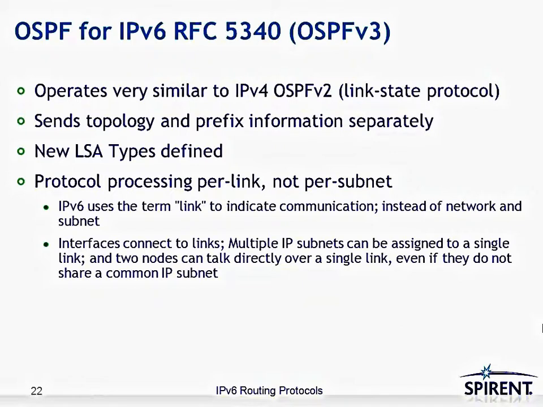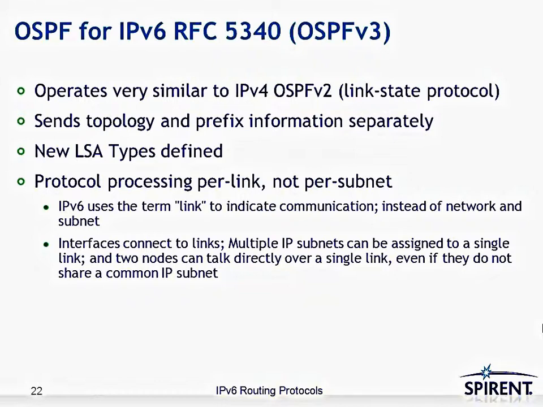Next, we'll discuss OSPF for IP version 6, which is defined by RFC 5340 and also referred to as OSPF version 3, as opposed to OSPF version 2, which was used for IPv4. OSPF version 3 operates very similar to OSPF version 2. It is a link state protocol, so therefore it sends topology and prefix information separately. There are, however, new LSA, link state advertisement, types defined for IP version 6. And protocol processing is per link, not per subnet, as it is with OSPF version 2 for IP version 4.